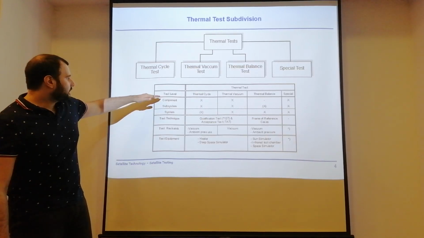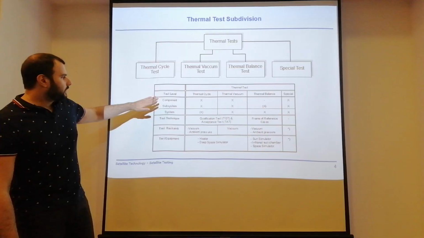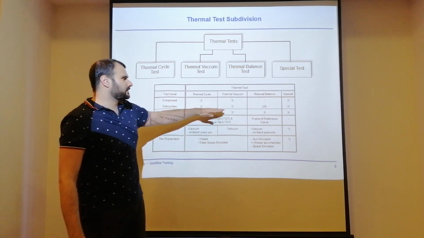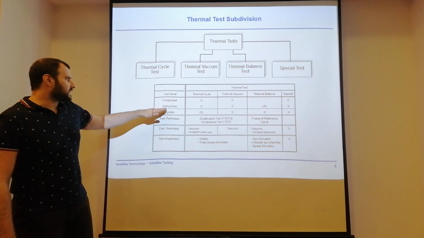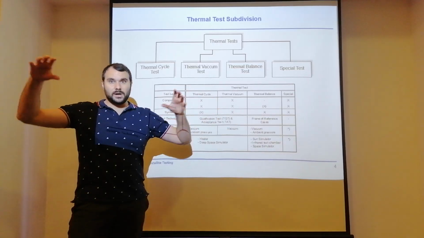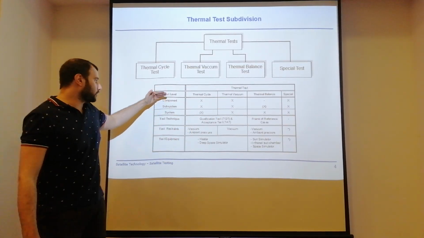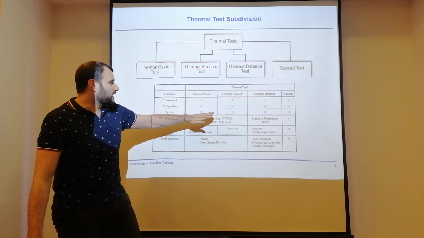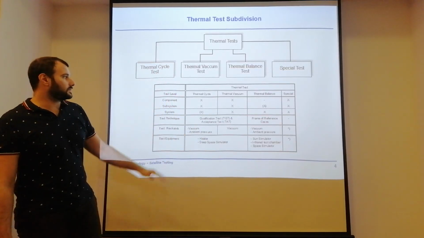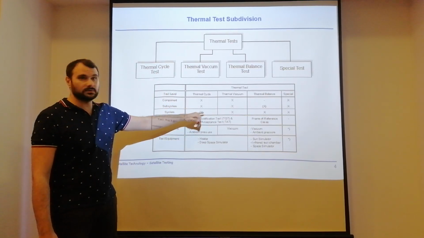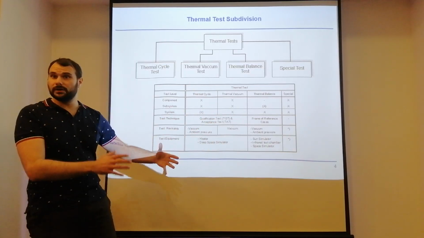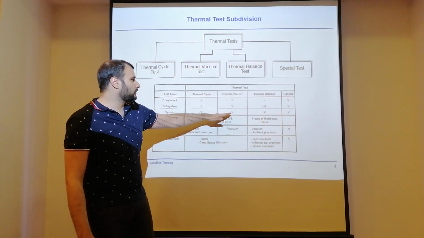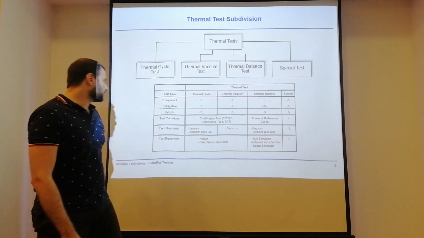On component and subsystem level, you would usually have thermal cycle and thermal vacuum tests. Rather seldom would you have a thermal balance test, maybe on subsystem level, but usually a thermal balance is among the units, between the units, not within one component. But for the system, the satellite itself, you would usually only have thermal vacuum and thermal balance. After you cycle all the components, you don't have to cycle the whole satellite again because you have already shown that all the different components and subsystems survive the thermal cycles. So you only go for thermal vacuum, thermal balance, and special tests.